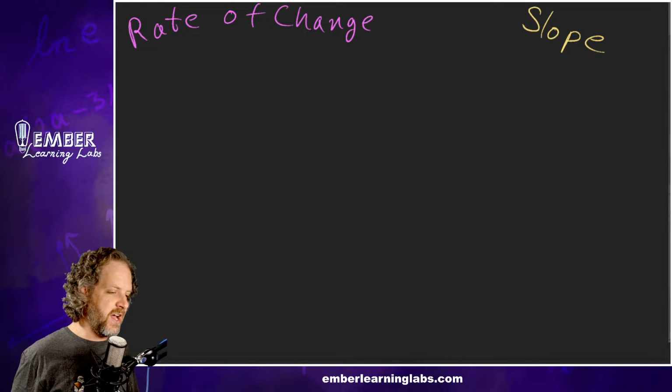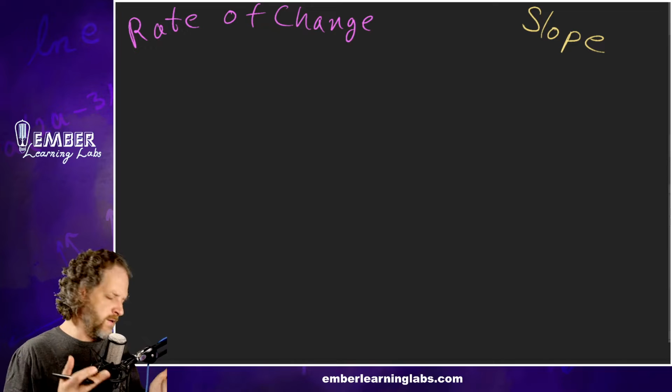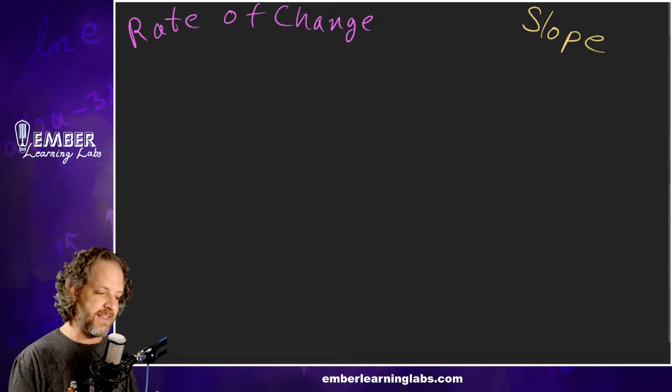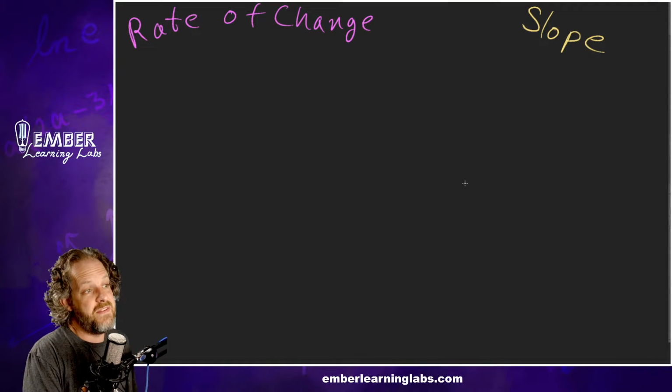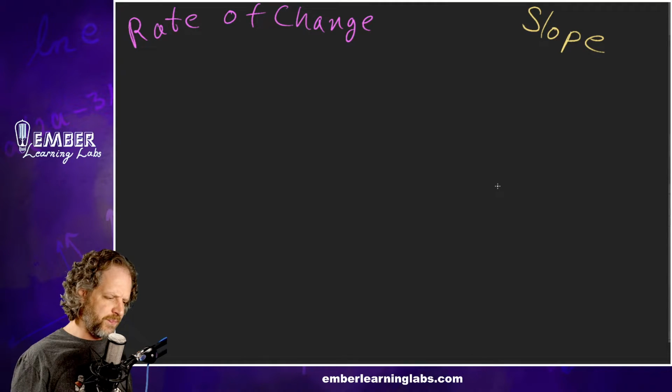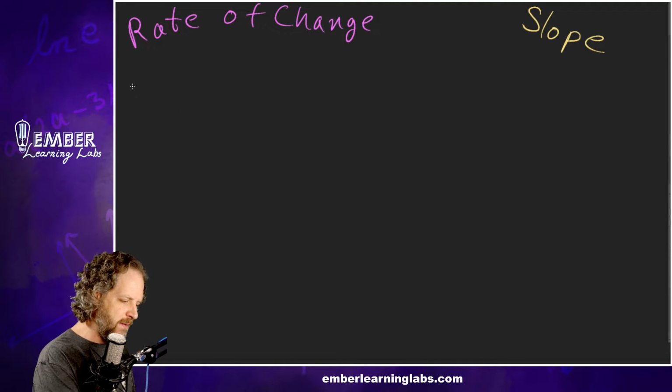So rate of change is a really important topic. It's an important topic in math. It's an important topic in science. You see this in chemistry, you see this in physics, even in biology, actually. So rate of change is a bigger concept.